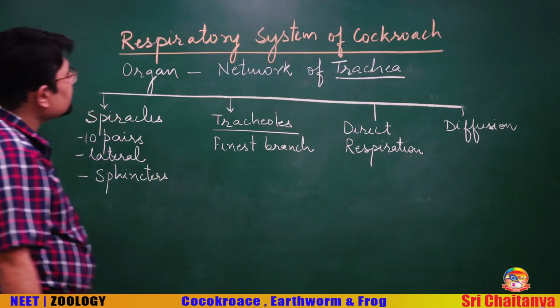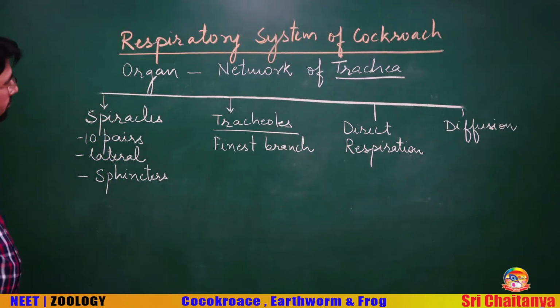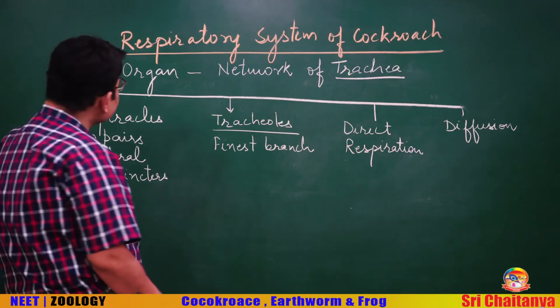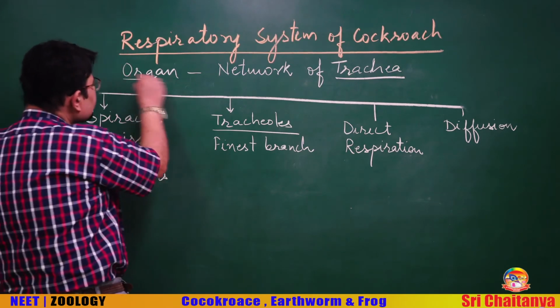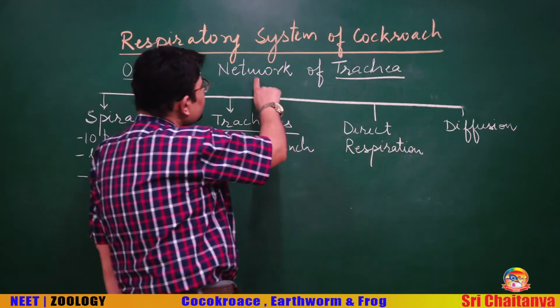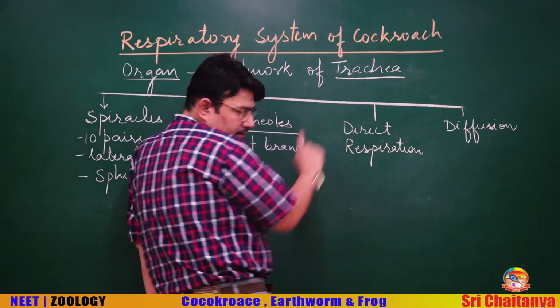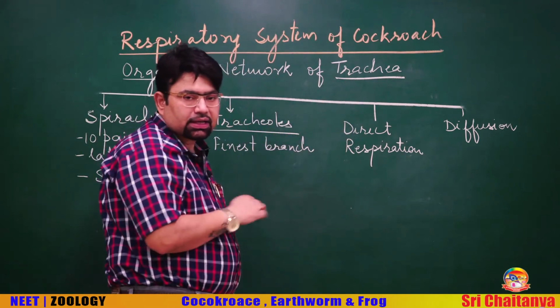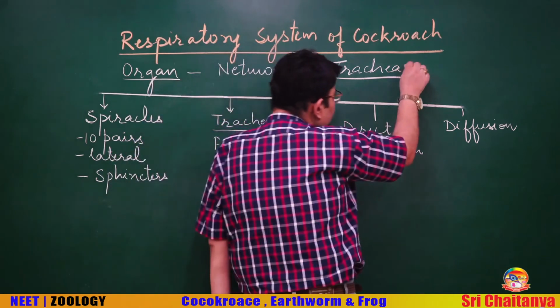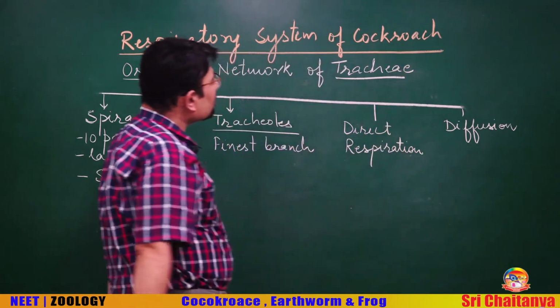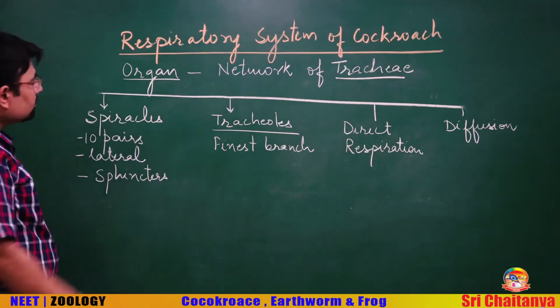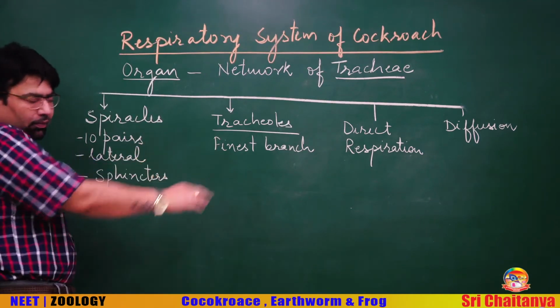Here is the respiratory system of cockroach. It's a very simple and basic type. The respiratory organ is a network of trachea. We have one trachea, they have many tracheae. I will put the plural, network of trachea. Now these are some points to ponder upon.